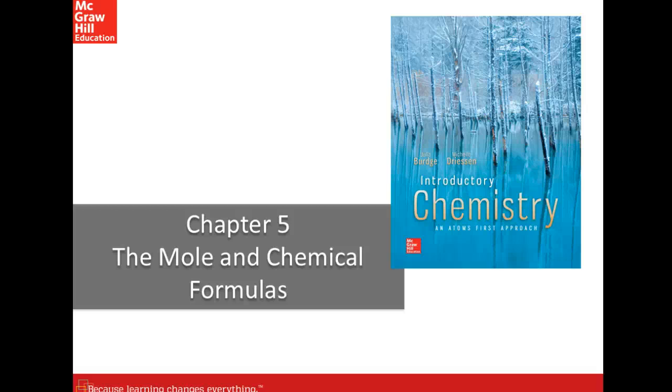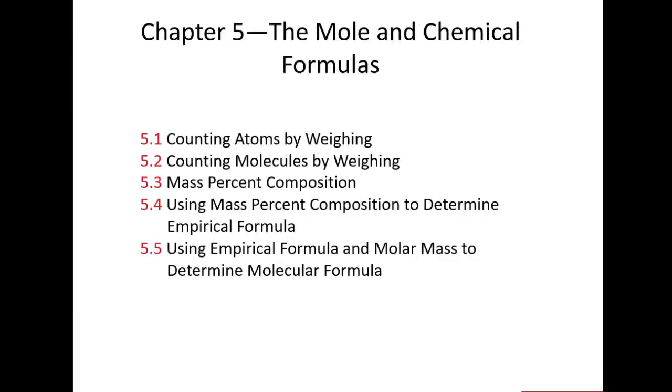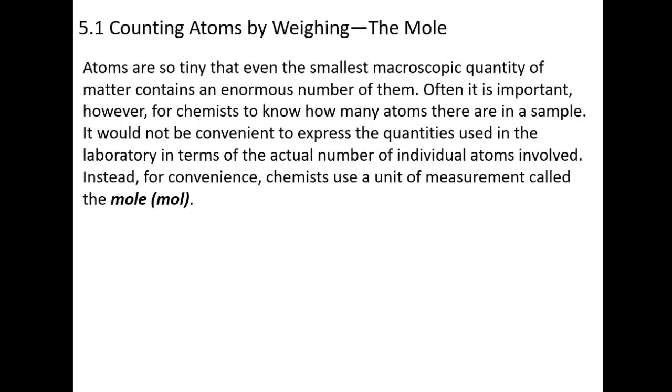All right, so chapter 5, we're going to talk about the mathematics of chemistry, and in particular the mole and chemical formulas. All right, so here's kind of the outline. We're going to do counting atoms by weighing, counting molecules by weighing, so the difference between atoms and molecules, mass percent composition, and then using percent compositions to determine empirical and molecular formulas.